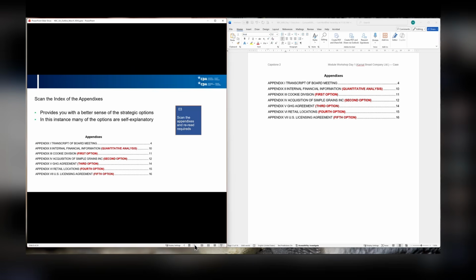And if you notice this, the first one is the transcript of the board meeting. So that's where you're going to get lots of information about the different options and lots of information that you're going to use when it comes to your qualitative analysis. Be on the lookout. If there's appendices that say marketing information or industry updates or industry information, that is a very valuable appendix. And what the Board of Examiners have found is that candidates are missing that.